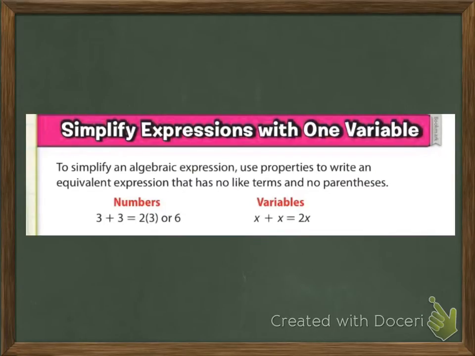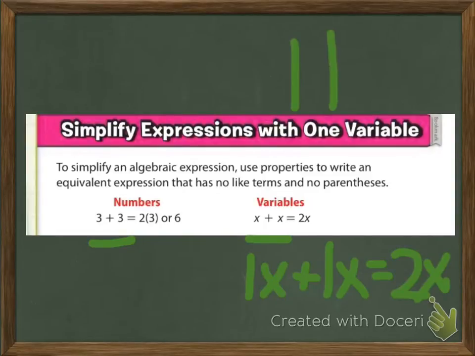All right, so simplifying expressions that have one variable. To simplify an algebraic expression, use properties to write the equivalent expression that has no like terms and no parentheses. So I like that they have 3 plus 3 here, and then they call it 2 times 3, because that's just repeated addition, right? With the variables here, x plus x, that means we have 2 x's. So 2 times x, right? Just like over here I have 2 times 3, because there's 2 3's, I have 2 times x, because there's 2 x's. But the other way I like to think of this is I have 1x here plus 1x here, so altogether I have 2 x's. If I were using my sticks, 1x plus 1x, I have 2 x's.